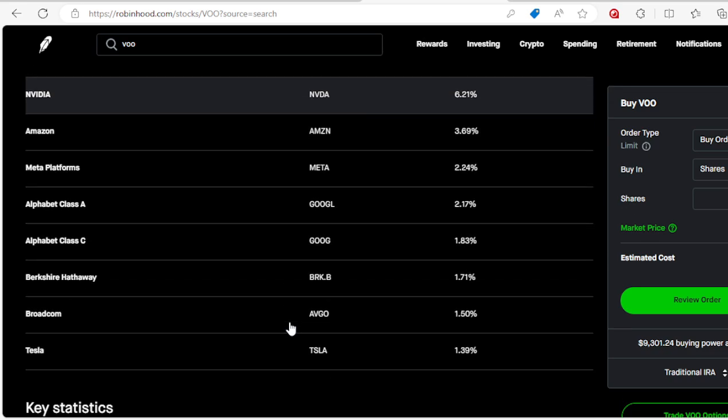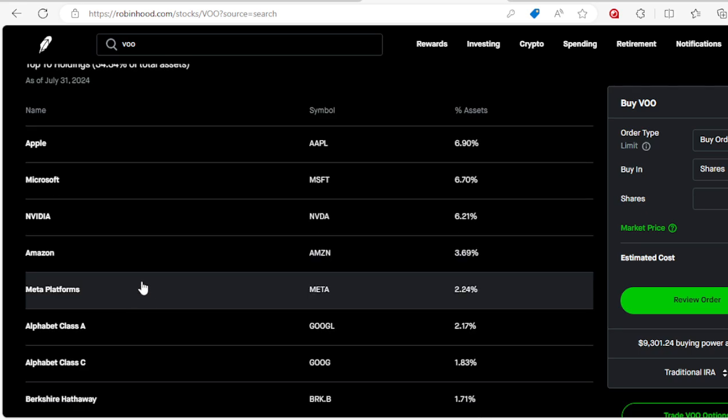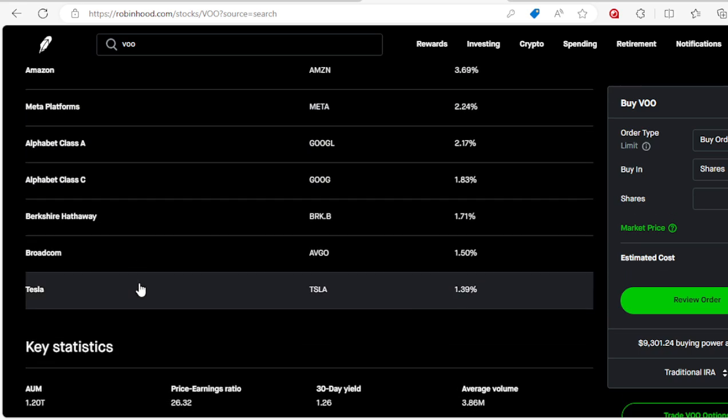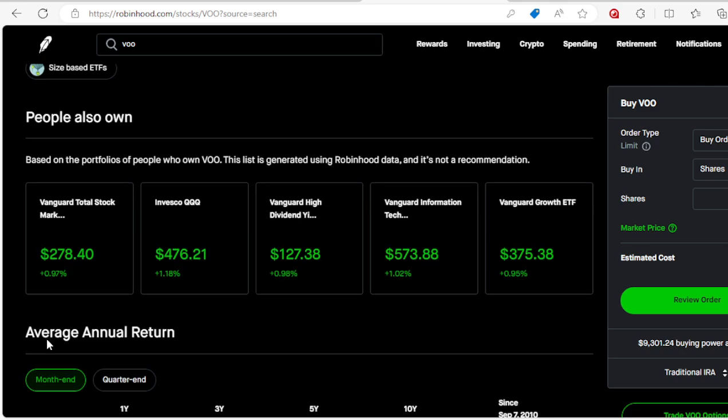Let's look at what they own: Apple, Microsoft, NVIDIA, Amazon, Meta, all the big boys. The expense ratio is 0.03. The 52-week low is $375.95. That's been a great time to buy, because you're now at $519.40, so close to an all-time high. Will they get there with this four-day work week? Who knows?